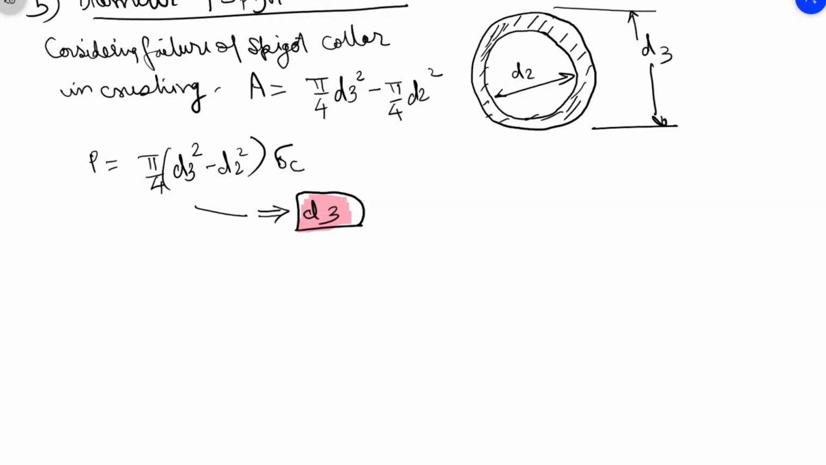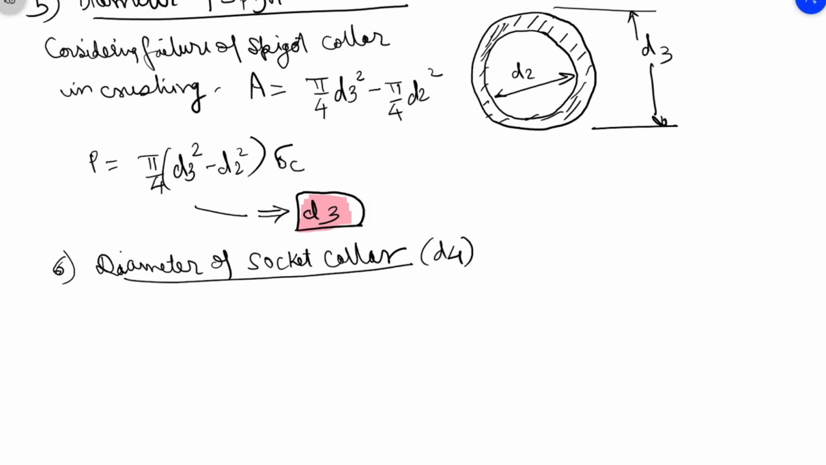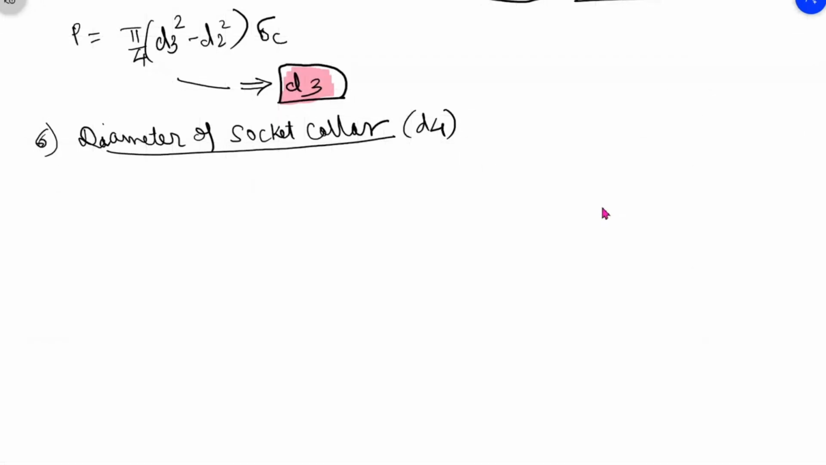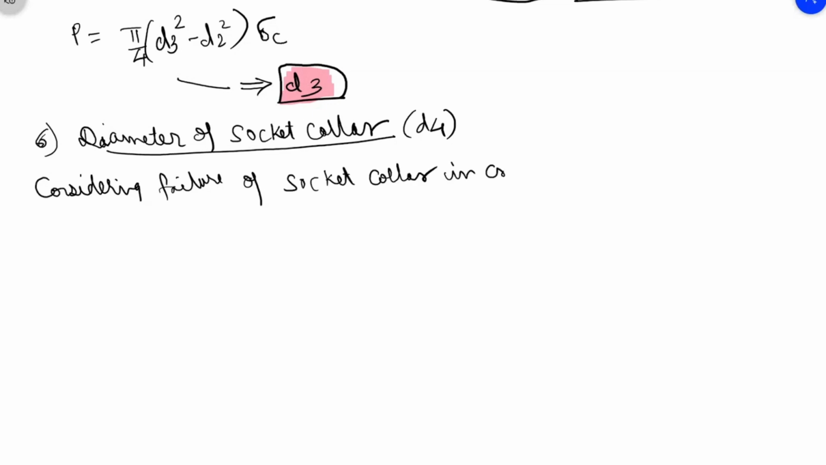Now we are left with only one diameter, and that is d4. तो देखते हैं d4 कैसे फाइंड करेंगे अभी. So I will write next, diameter of socket collar, and it is denoted by d4. Now the socket collar diameter can be obtained by considering failure of socket collar in crushing.